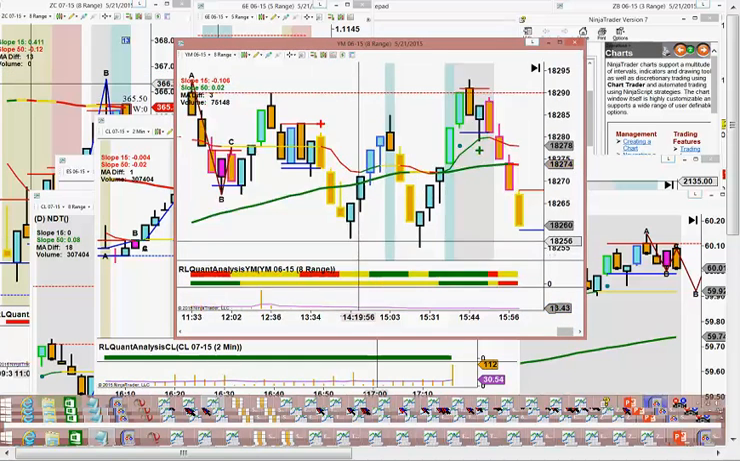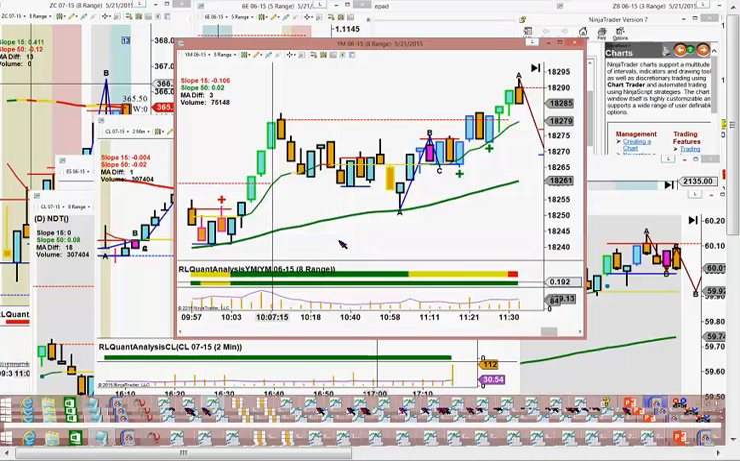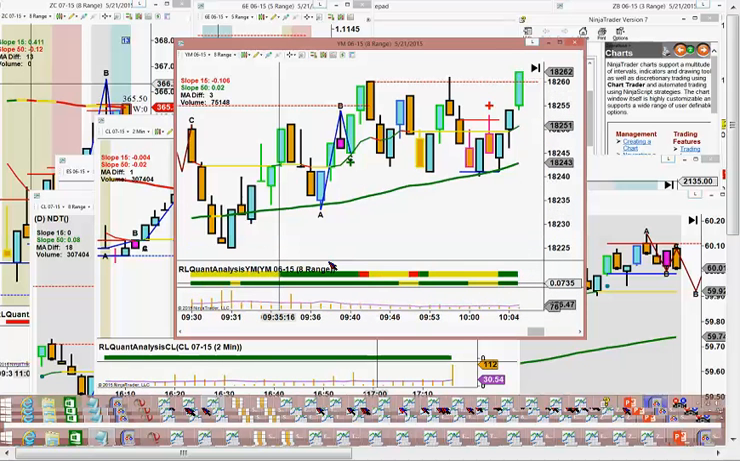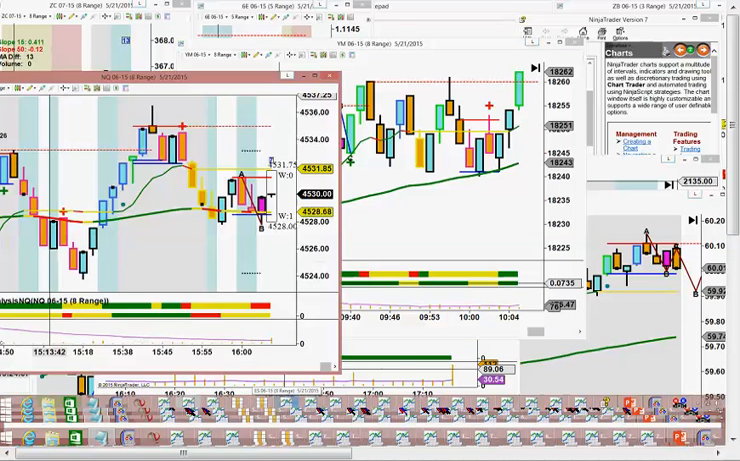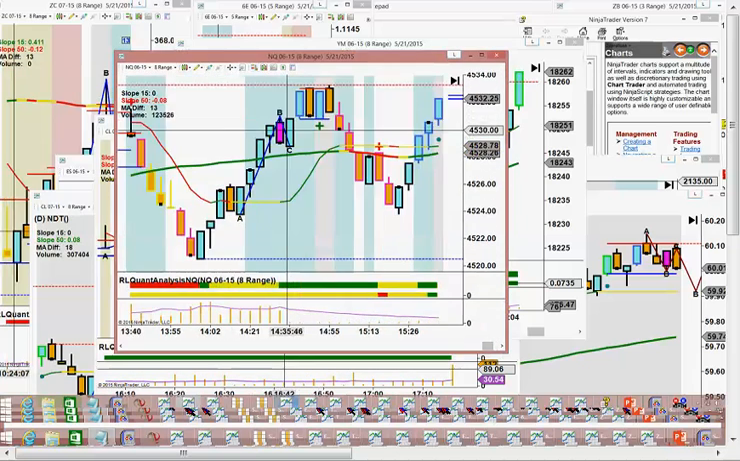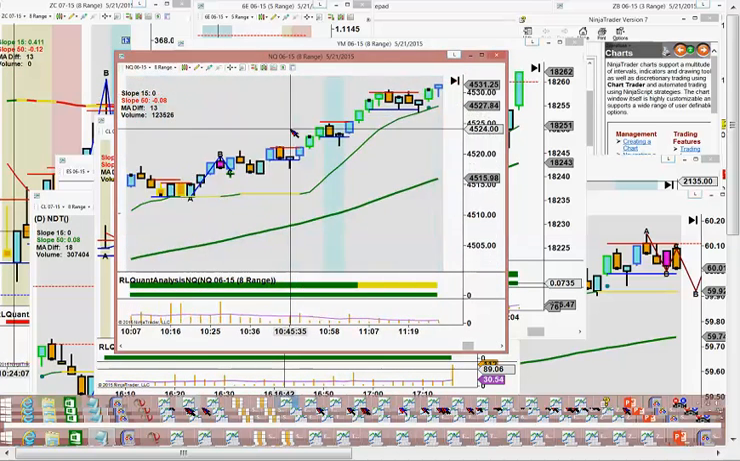Now here's the YM with dual quants. I don't want to waste any time on this. The YM is an excellent market. We also have NQ. The NQ quants are fabulous. The NQ is a really choppy market.